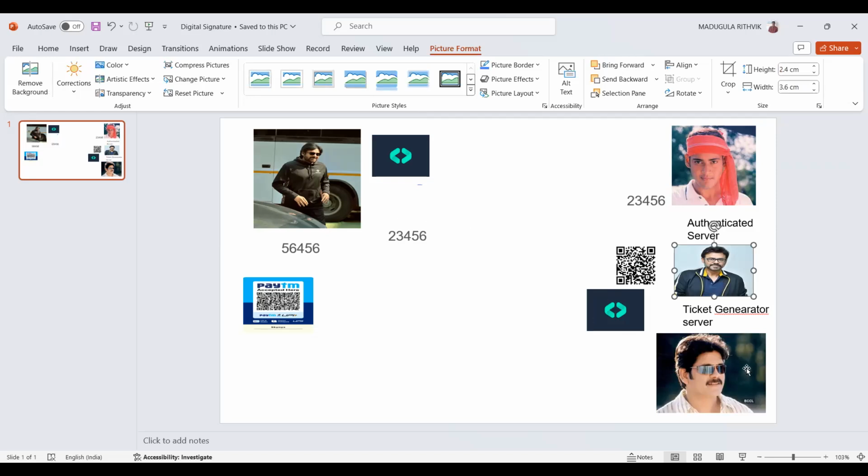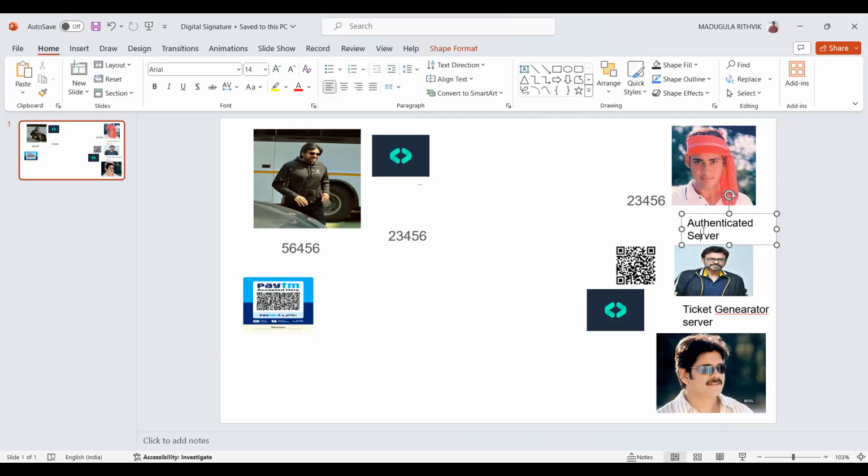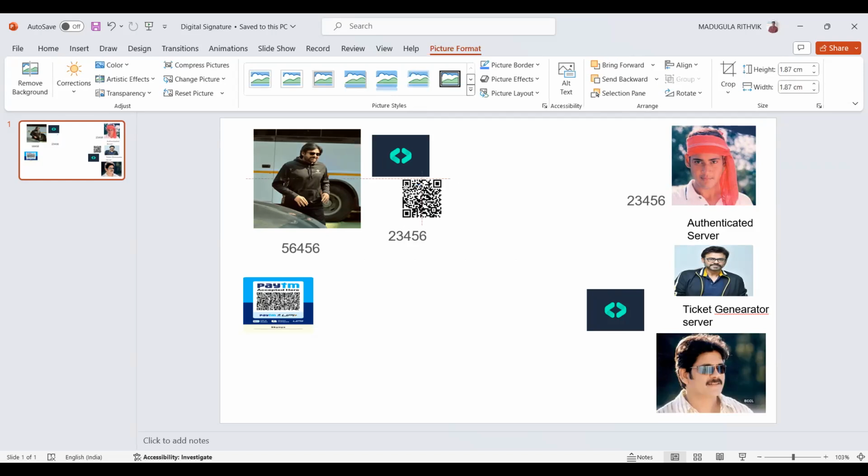So these two are the heroes. Now Pawan Kalyan needs to communicate with Nagarjuna. The major thing is that before communicating with Nagarjuna, he communicates with Mahesh Babu, who is the authorized server. This authorized server needs to give some authentication to Pawan Kalyan in such a way that the message should not be disclosed to each and every one. So he transmits a QR code.